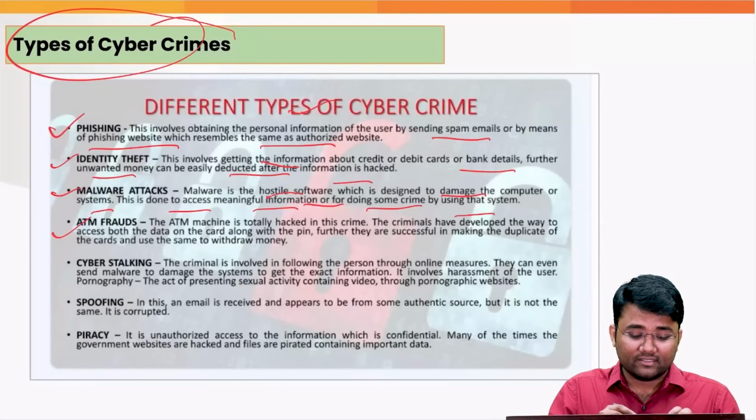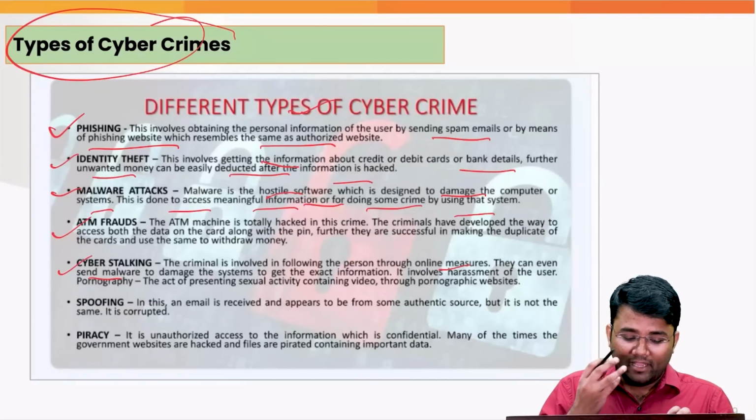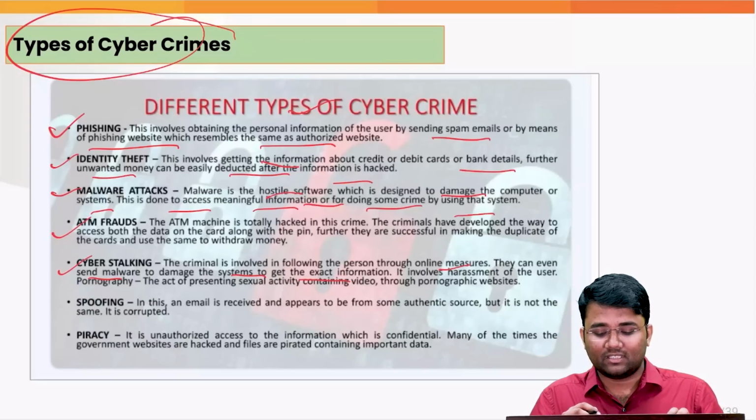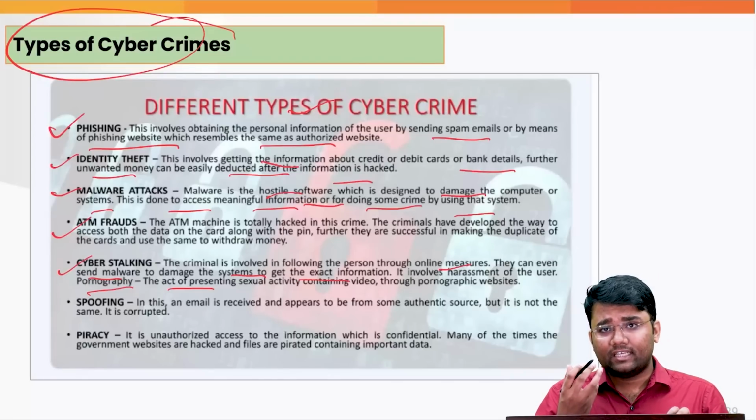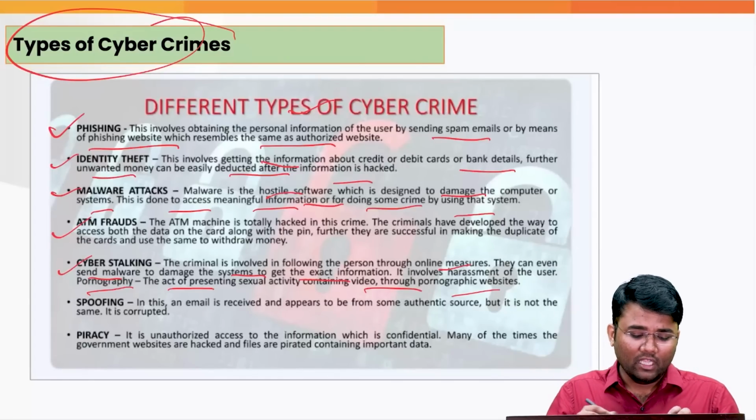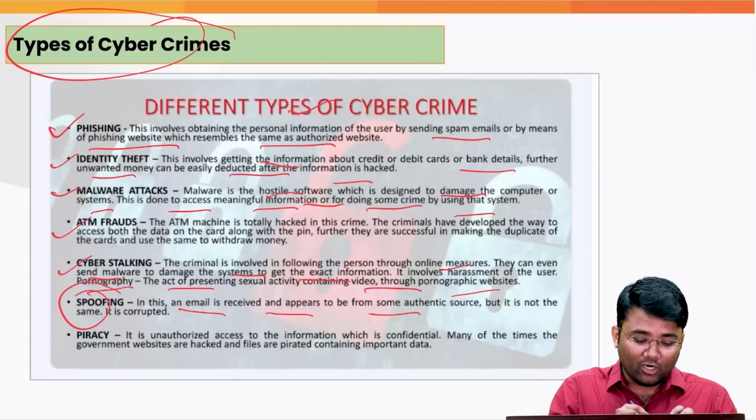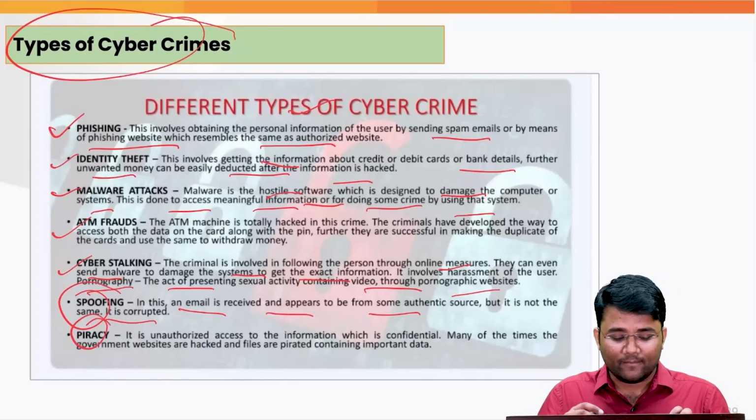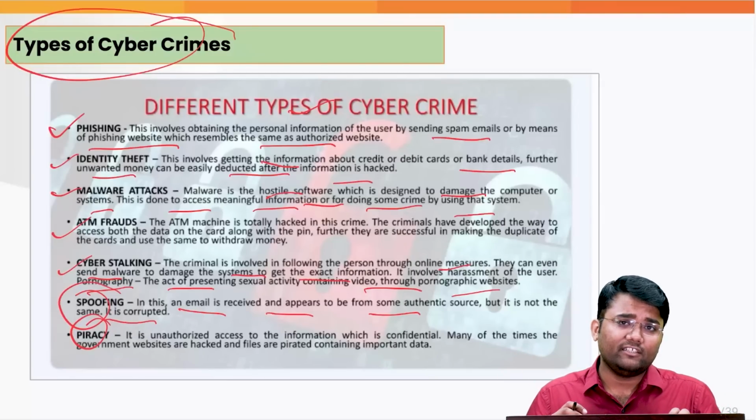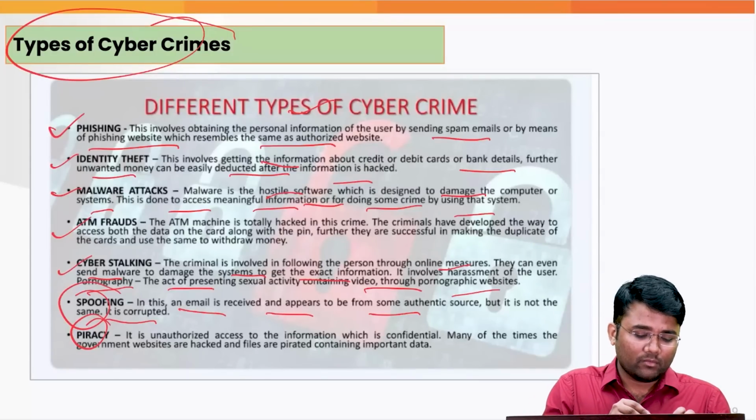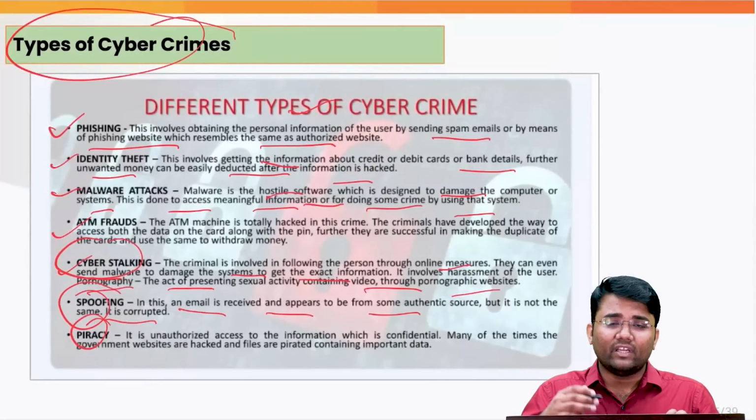Then ATM frauds, and cyber stalking, which involves following persons through online mazes. They can even send malware to damage the system to get the exact information. It involves harassment of the user. Then pornography, the act of presenting sexual activity through videos on pornographic websites; spoofing, where an email is received that appears to be from an authentic source, but it is not, it is corrupted; piracy issues, etc. If a person is constantly following another person on social media websites, watching what they are doing, that is one example of cyber stalking. So these are some of the different types of cyber crimes, and this is one area which is evolving.